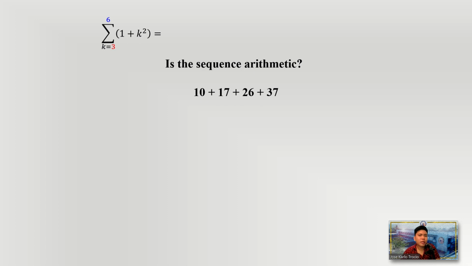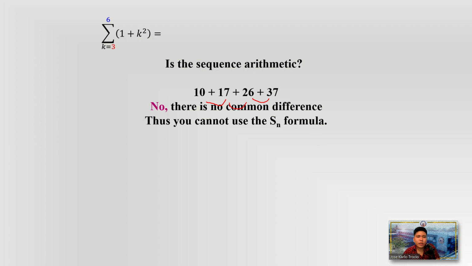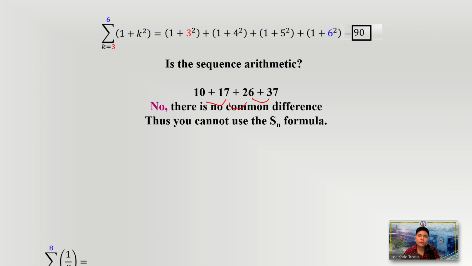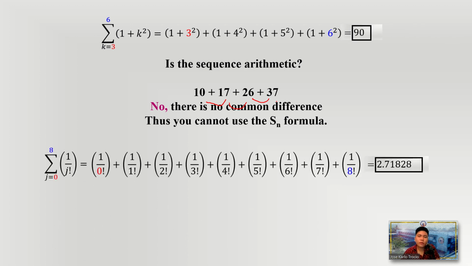Is the sequence arithmetic: 10, 17, 26, 37? Try to see. What is the difference? No, because the common difference is not constant, right? 26 minus 17, that is 9, which is different from 7. Right? It is not. Okay, another factorial, no? Just those other examples.